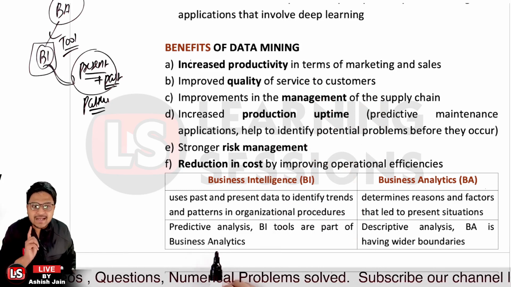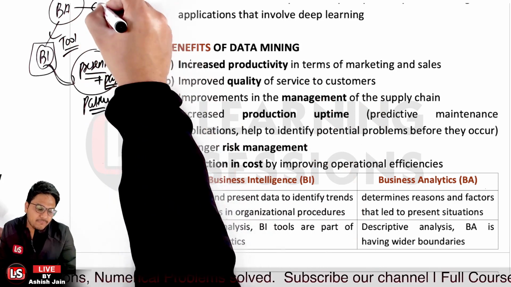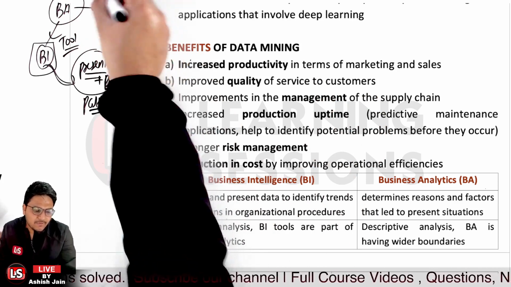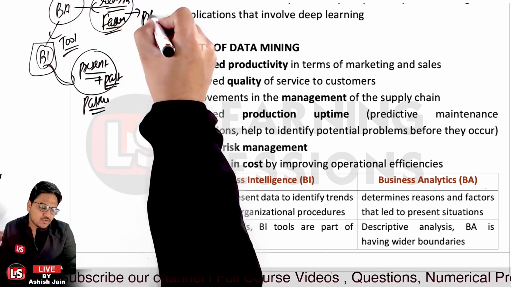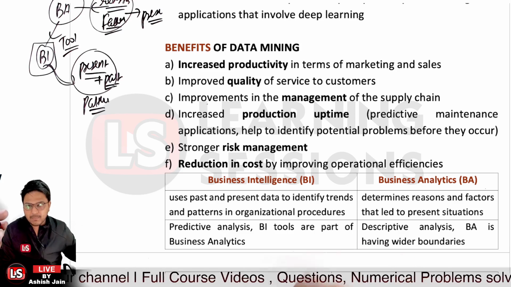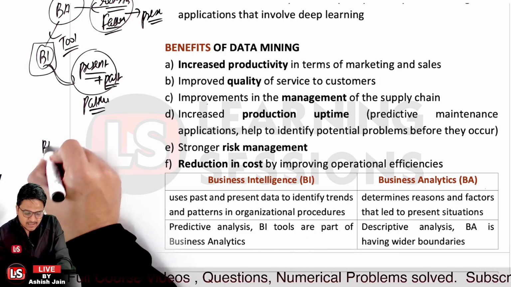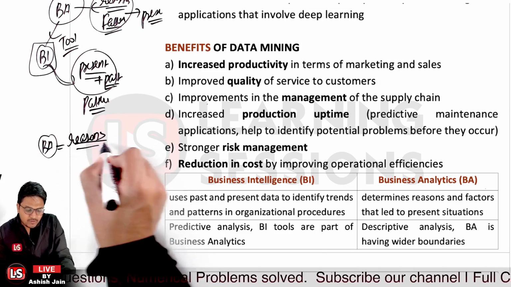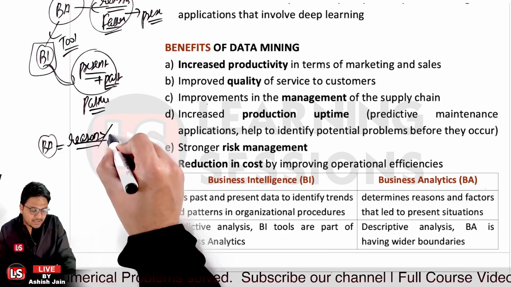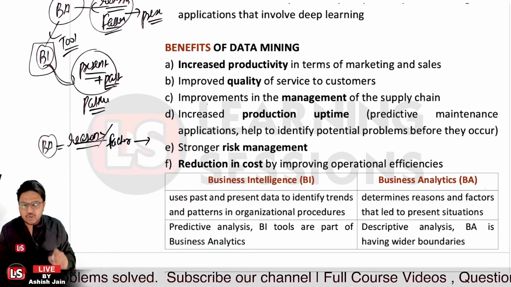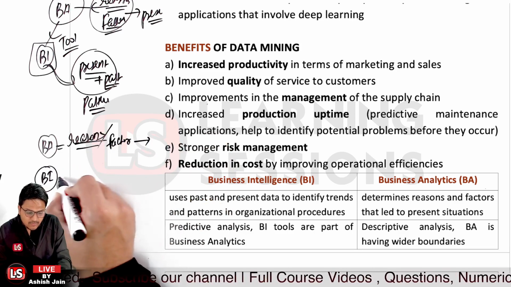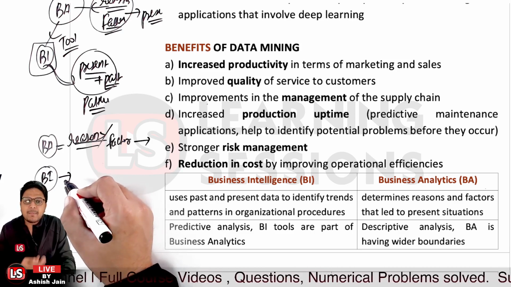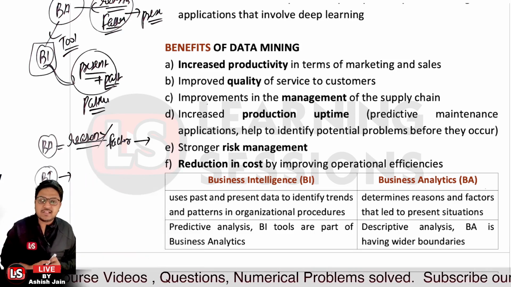And if we talk about business analytics, we will be looking for the different reasons and different factors which led to the present situation. So that is a difference. It may sound perplexing, but in the case of business analytics, when we analyze, we find the reasons, right? So we look at the factors which led to the present situation. But when we talk about business intelligence, we just analyze the past and present data so as to find the patterns and trends, right? That's the main fundamental difference between business intelligence and business analytics.